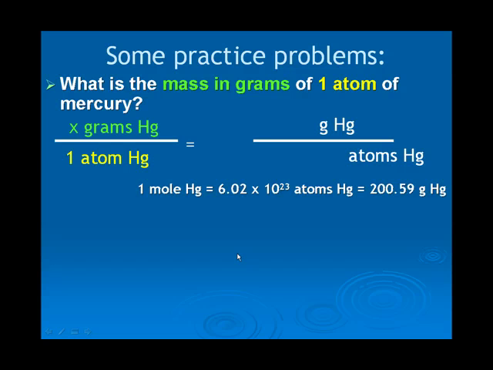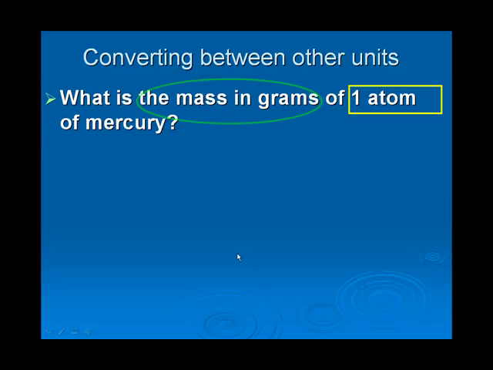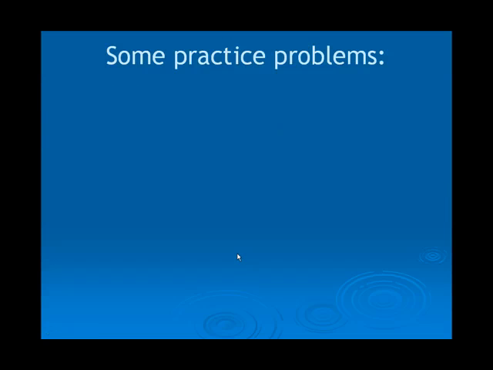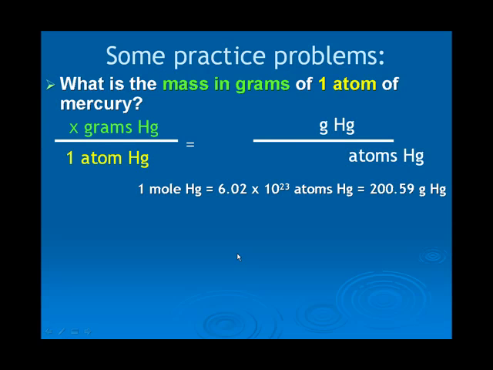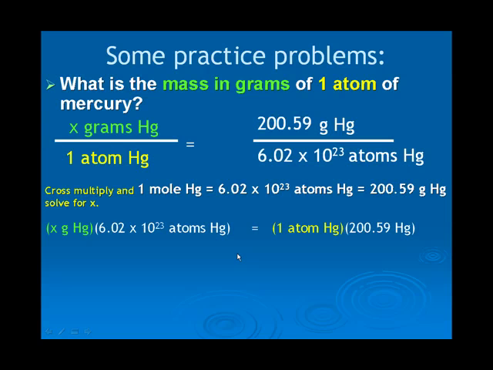But I can look up grams off the periodic table, and for mercury that's 200.59. My cat stepped on it there, so that's why the screen disappeared. So for mercury that's 200.59 grams of Hg, and atoms is Avogadro's number, 6.02 times 10 to the 23rd. Cross multiply, solve for X.